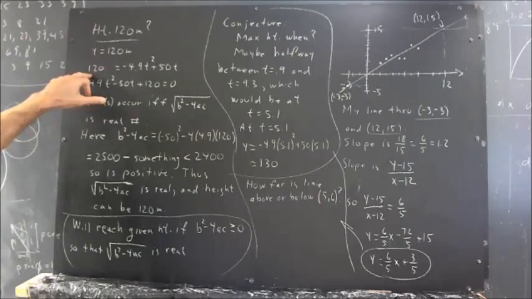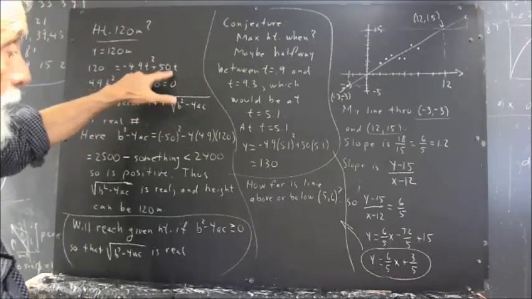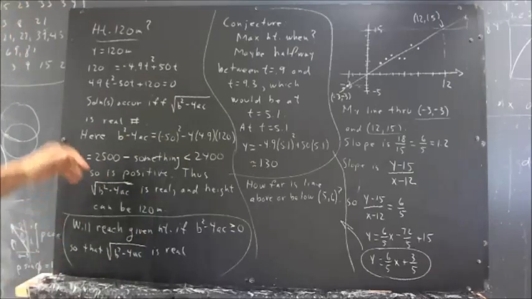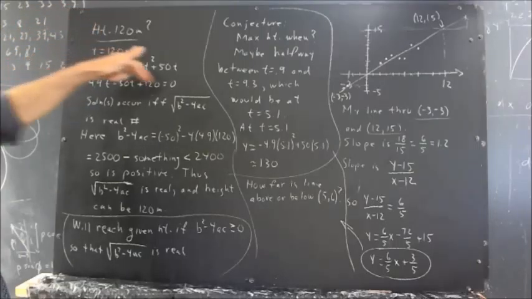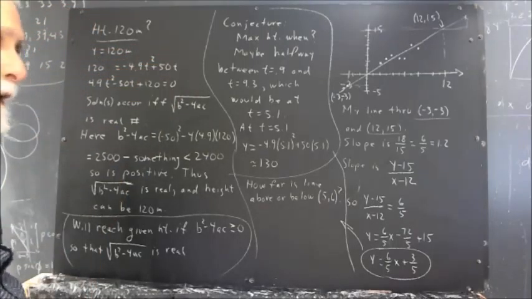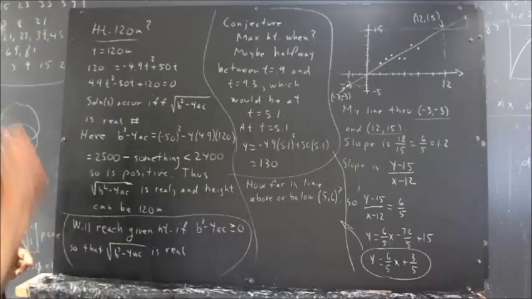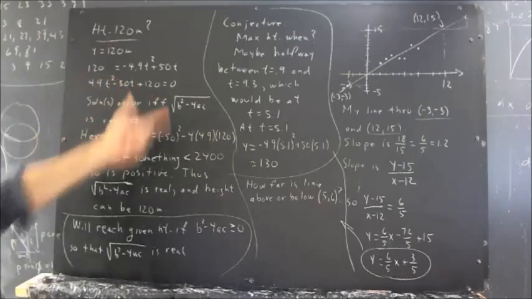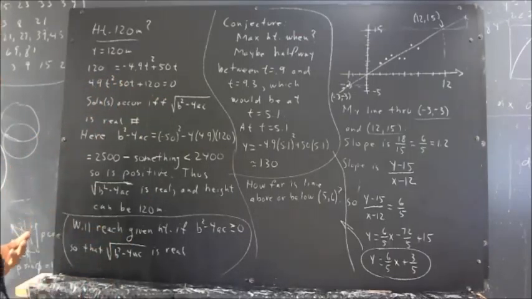Your equation would be 120 equals negative 4.9 t squared plus 50 t, the given motion function, or actually the position function. We rearrange that to the form of a quadratic. And now we could solve the quadratic, but really all we want to know is, is there a solution to this quadratic? Because there isn't a solution to every possible quadratic.